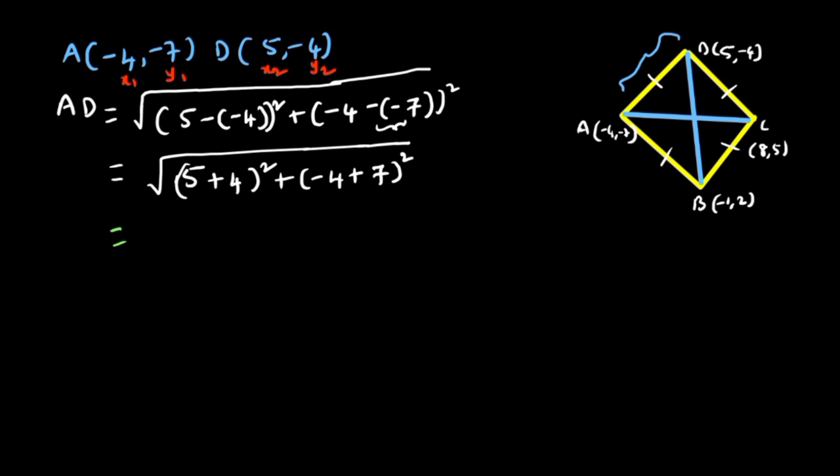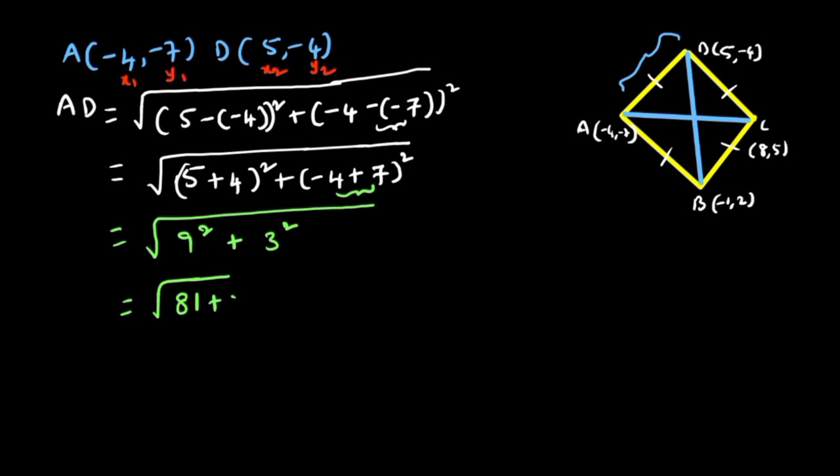So that equals root of 5 plus 4 is 9 square, and this is 7 minus 4, you get 3, so 3 square. This equals root of 81, 9 square is 81 and 3 square is 9. So this equals root of 90. Root 90 again we write as 3 root 10. 3 root 10 units. Okay, so this is AD.